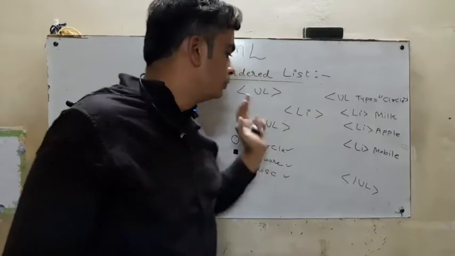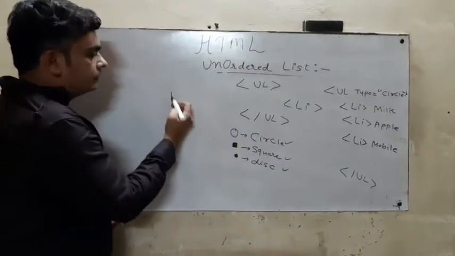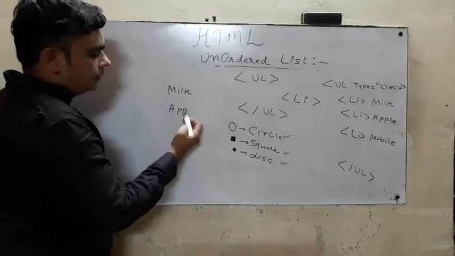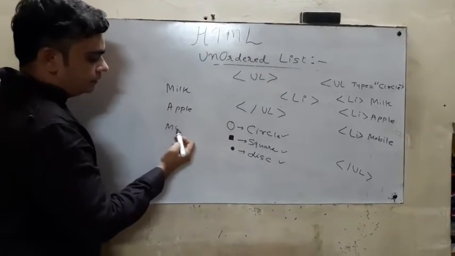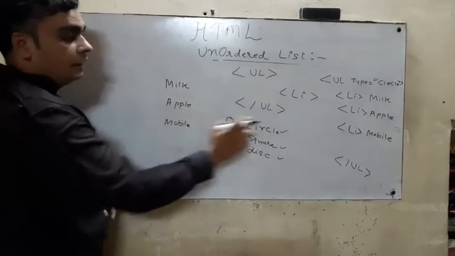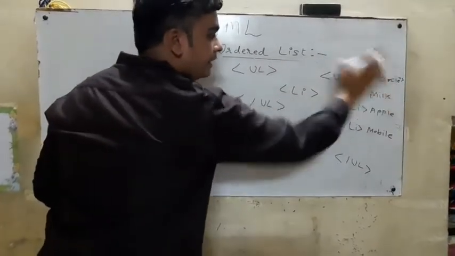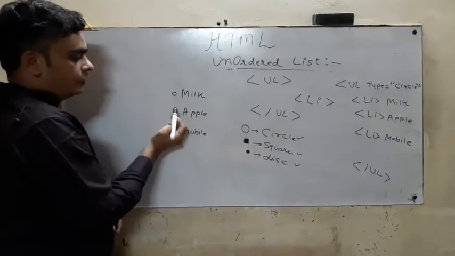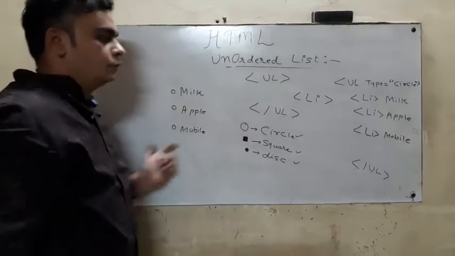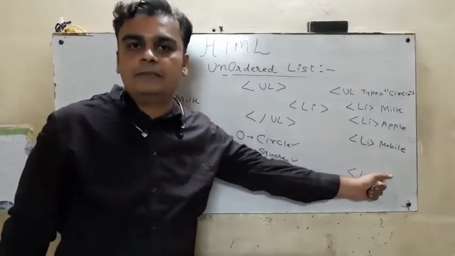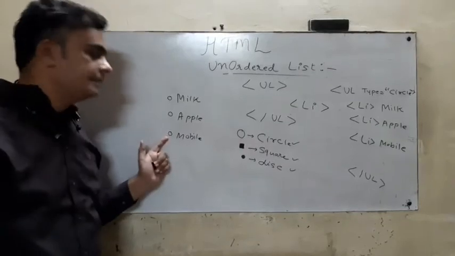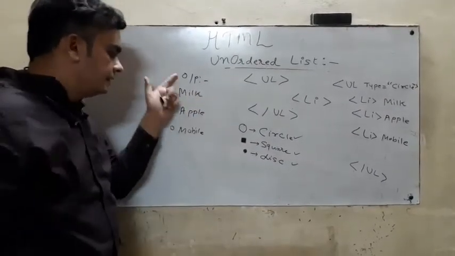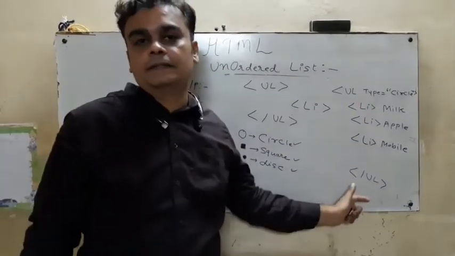So what will be the output? It will display the elements like this: milk, second one is apple, third one is mobile, and all these 3 elements are represented by circle. So in front of that, this hollow circle will display. So here if I use a few more elements, then all these elements are represented by circle. This is the output of this unordered list.